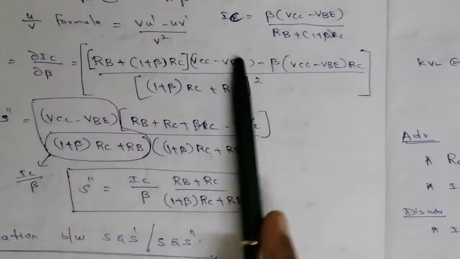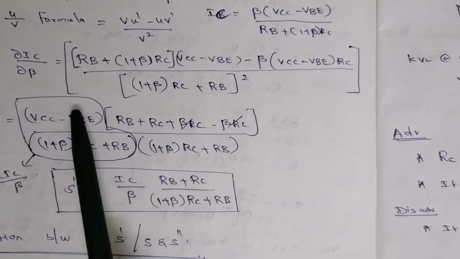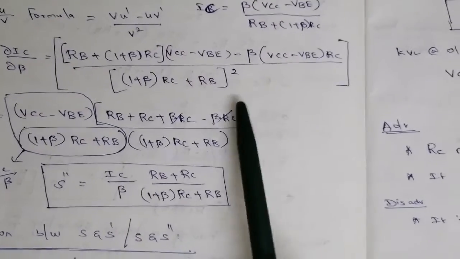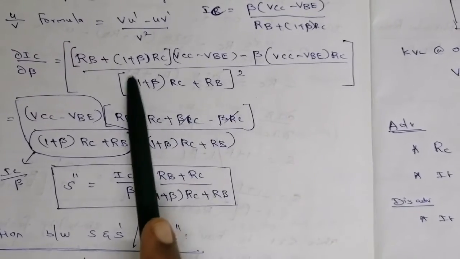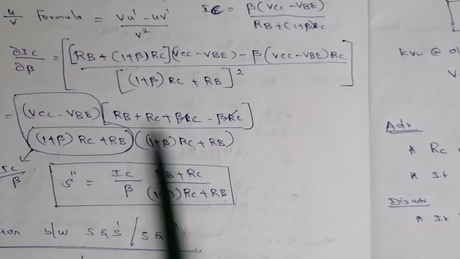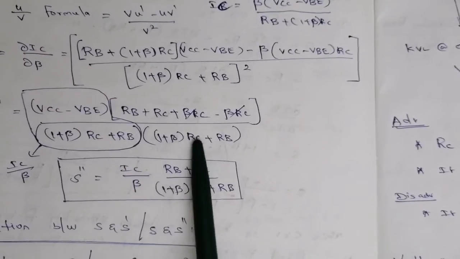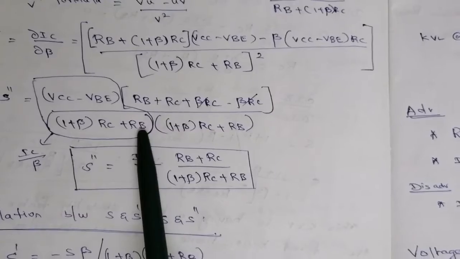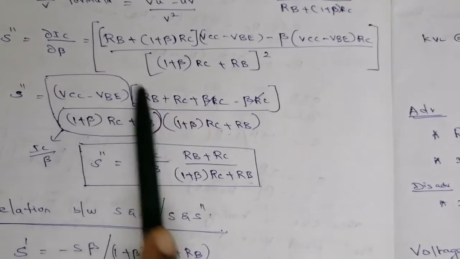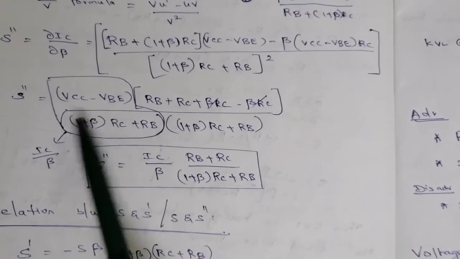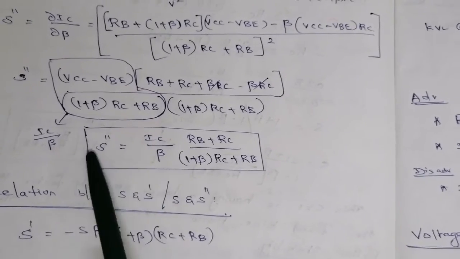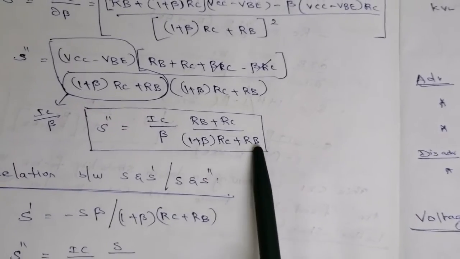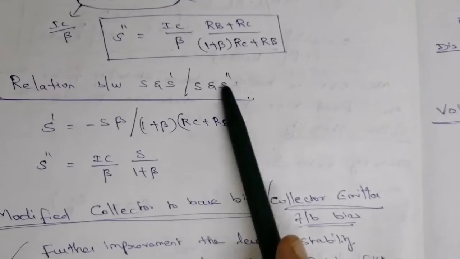Now in that equation we have a common factor of VCC minus VBE. So we can take it as common. So the remaining terms: RB plus RC plus beta RC minus beta RC. Cancel these two terms. Now the square becomes separate individual terms. So 1 plus beta RC plus RB into 1 plus beta RC plus RB. So VCC minus VBE divided by 1 plus beta RC plus RB is nothing but IB. Already we derived the base current equation. So IB is nothing but IC by beta. So S double dash is equal to IC by beta into RB plus RC divided by 1 plus beta RC plus RB.